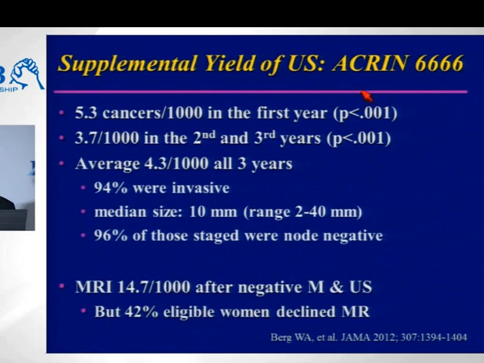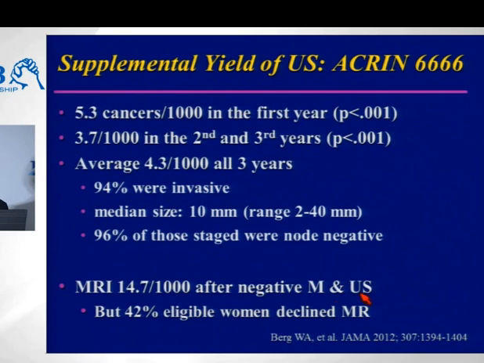So the ACRIN trial showed in the first year, where you're doing the prevalence screen, 5.3 cancers per 1,000 women screened, and in the second and third years they kept finding more cancers, about 3.7 cancers per 1,000. So overall, 4.3 cancers per 1,000 women screened over 3 years. And here's the good news. 94% were invasive, and the median size was 10 millimeters, and 96% of those staged were node negative. So that's what we want to find, the small invasive cancers. We don't want to find the low-grade DCIS.